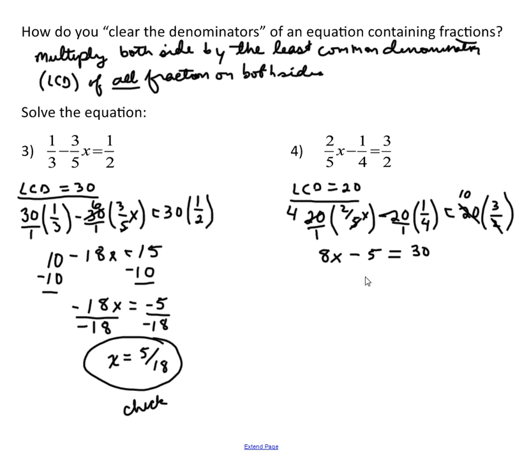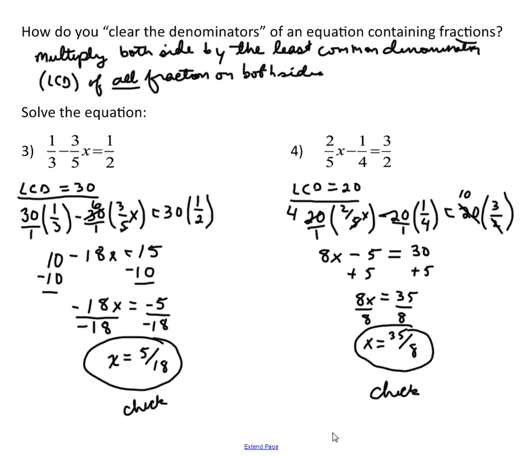So now we've got a much easier example to work with. We add 5 to both sides. Add 5, add 5. And we end up with 8x is equal to 35. Finally, divide both sides by 8 to isolate our variable x, and doing so gives us the fraction 35 over 8. That's our solution. That's what we wanted. We should make sure to check. Please do so as homework to verify that these are correct.